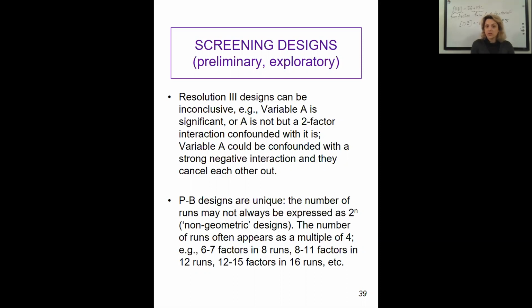The PB designs are unique. The number of runs may not always be represented as 2 to the power n. So if there are non-geometric designs, the number of runs often appears as a multiple of 4. For example, if we have 6 to 7 factors, we would do that in 8 runs. If we have 8 to 11 factors, we would do that in 12 runs. If we have 12 to 15 factors, we are doing that with 16 runs. So these are the PB designs that we would do.